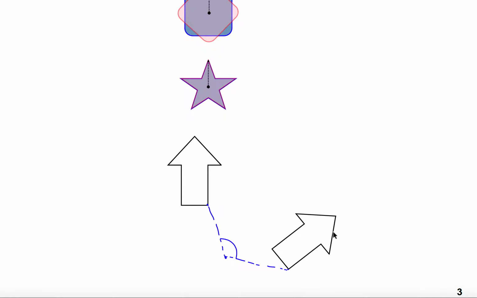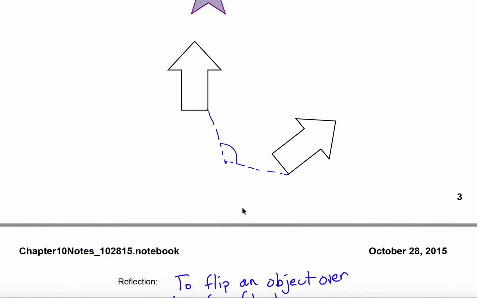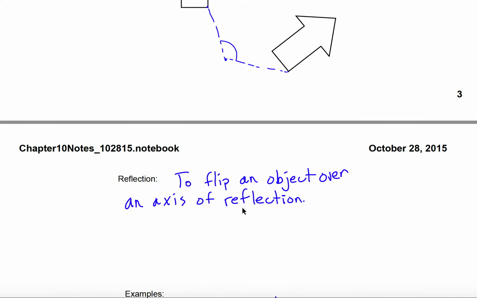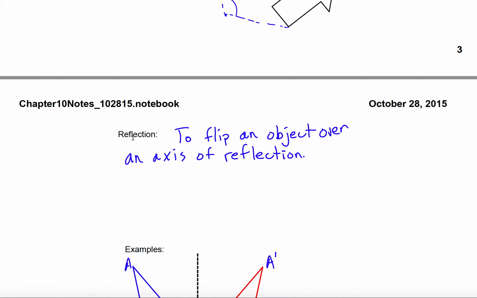The thing to notice is that this is not an identity motion, because this object here obviously does not look exactly the same as this object here. All right, so the next type of rigid motion we're going to look at is called a reflection. This is where we're going to flip an object over an axis of reflection.